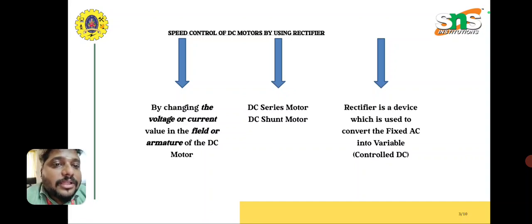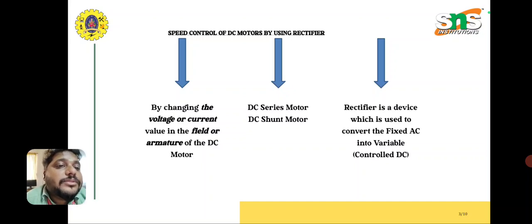Likewise, by changing the voltage or current in a specific DC motor: adding a variable resistance in a parallel manner, we can control the voltage of the motor. Likewise, adding a variable resistance in series to the circuit, we can change the current in a specific motor. By changing the voltage or current value in the field or armature of the DC motor, we can change the speed of the motor. And coming to the second part, that is DC motors.